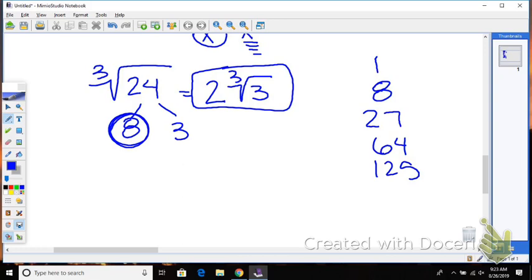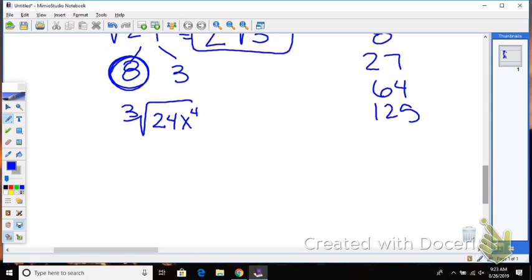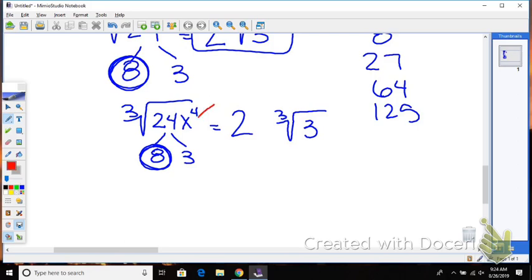Okay, now let's throw a variable in. I'll leave the number the same. Cubed root of 24, x to the 4th power. So we know 24 is 8 times 3. Cubed root of 8 is 2, so I have a 2 on the outside and a 3 left on the inside. And you have 3 x's on the outside and 1 x on the inside.